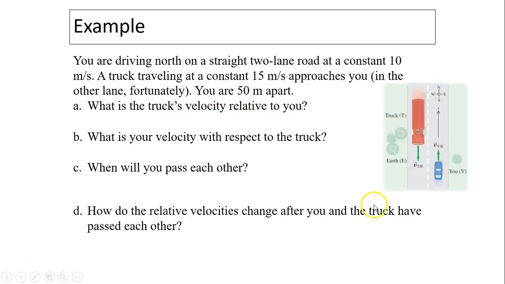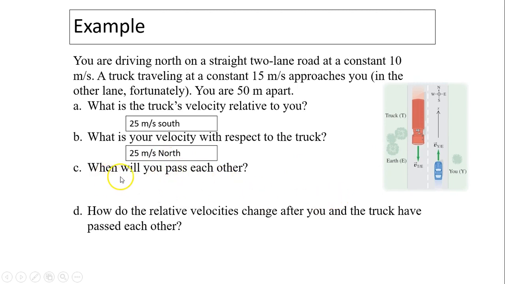Since you are traveling toward each other, the speed is much greater relative to each other. You're adding them together. The truck is traveling toward you, which is going south, 25 meters per second south. What is your velocity with respect to the truck? You are going north at the same speed, 25 meters per second north. When will you pass each other?